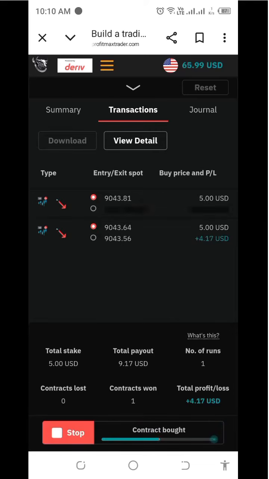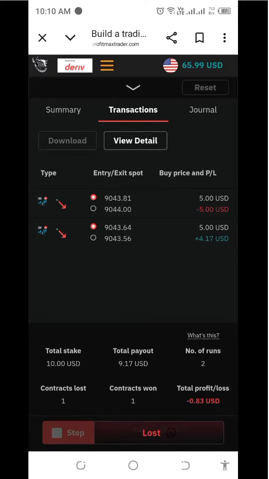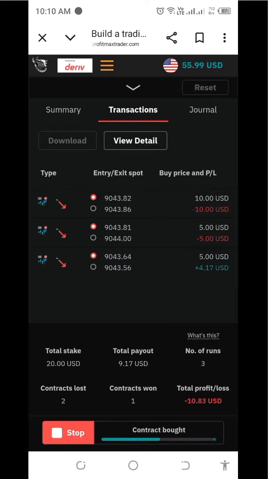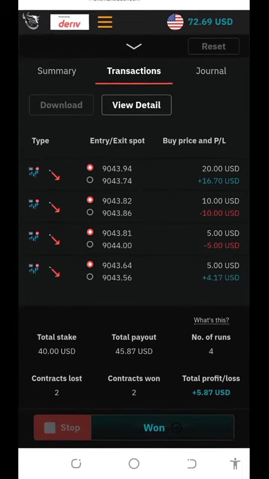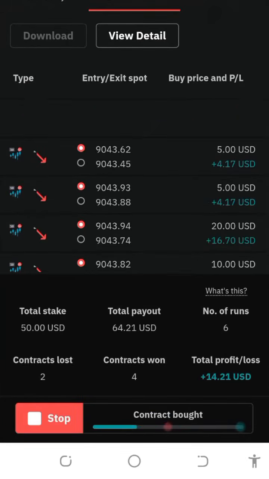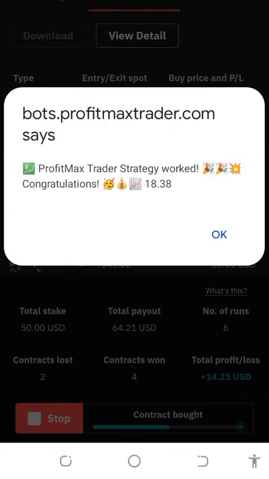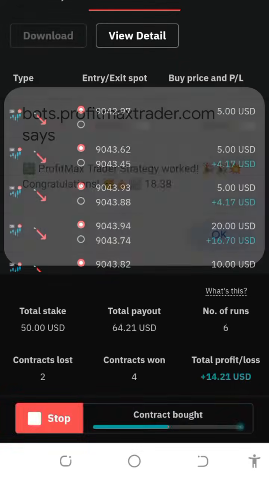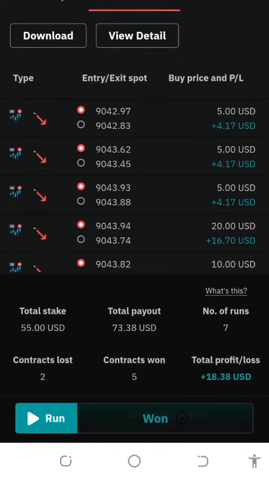That is how you can grow your small account using the rise and fall, and using the ProfitMax Alpha version 2025 bot plus the ProfitMax analysis tool on this site. So keep observing and let us see how it's faring. You can see we've already made $14 there, and of course the bot will automatically stop like that. We've made $18 once we reach our take profit.